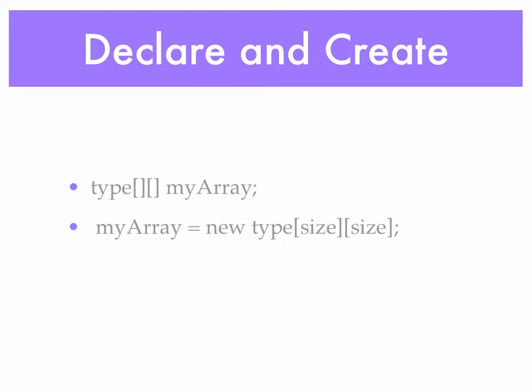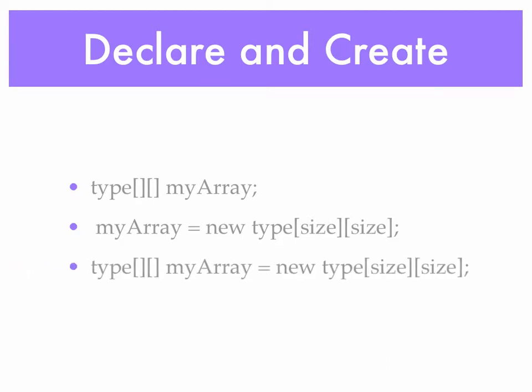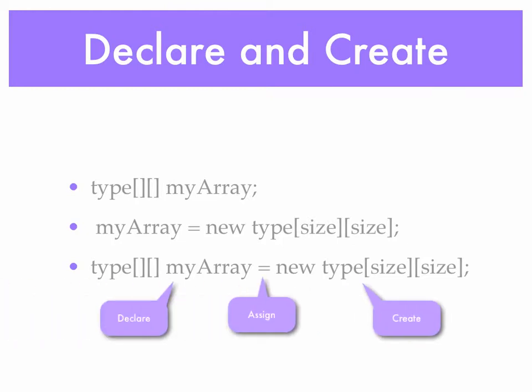In this example, a 2-dimensional array, and I did it with 2 lines. I can accomplish the same thing with 1 line, with the type, my open and close square brackets, the name of my array, the assignment operator, the keyword new, repeat the type, and then the specific sizes of the dimensions of my array. So here I declare, here I create, and here I assign.